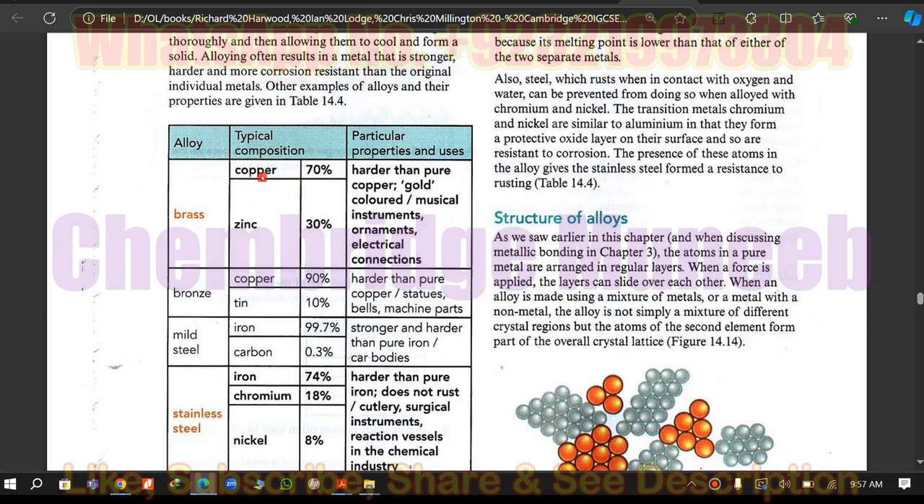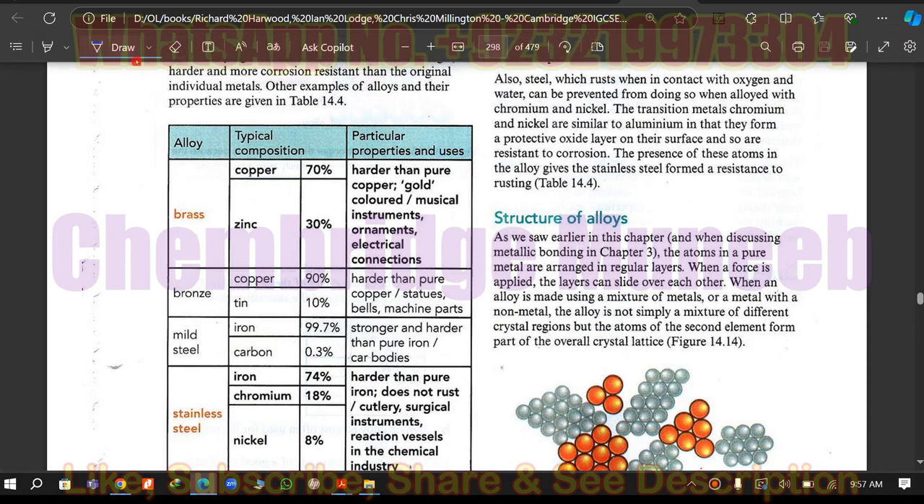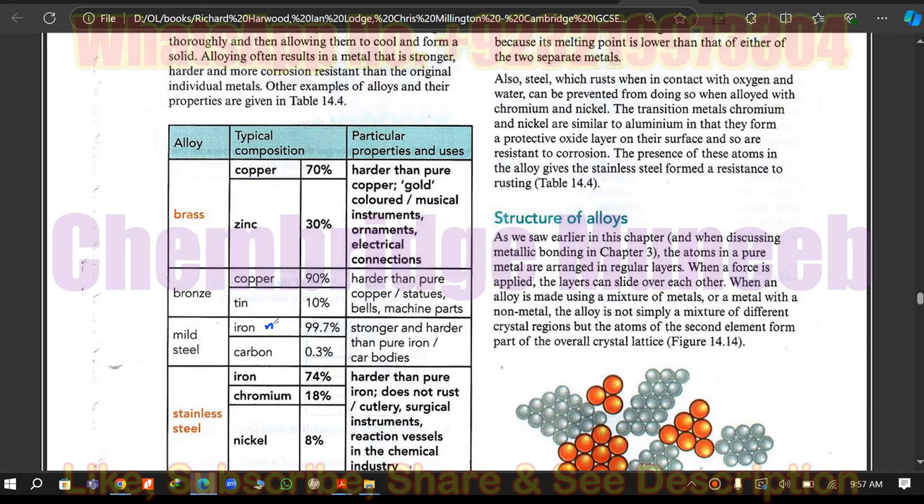Here we can see their composition in the next column, that brass is composed of copper and zinc. These both are metals. Bronze is again made up of two metals, but mild steel is made up of iron, which is a metal, and another element which is not a metal. Iron is a metal, but carbon is a non-metal.